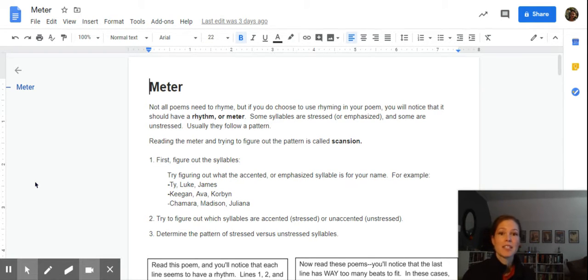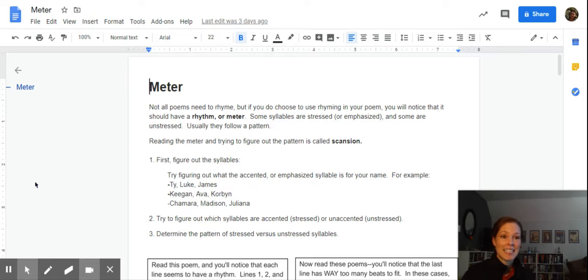So think too about some with more than two. Shamara, we have three syllables there, and we emphasize the second one. Or Madison, if you stop and think about it, there are three syllables there. Madison. We don't say medicine, it's Madison. So we pronounce that one a little bit louder.